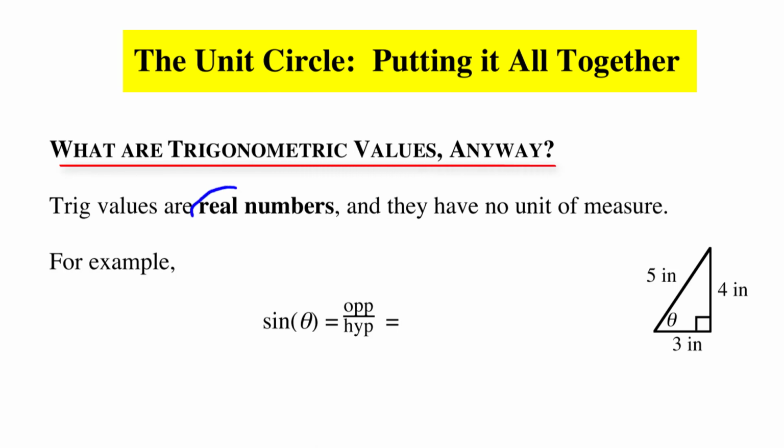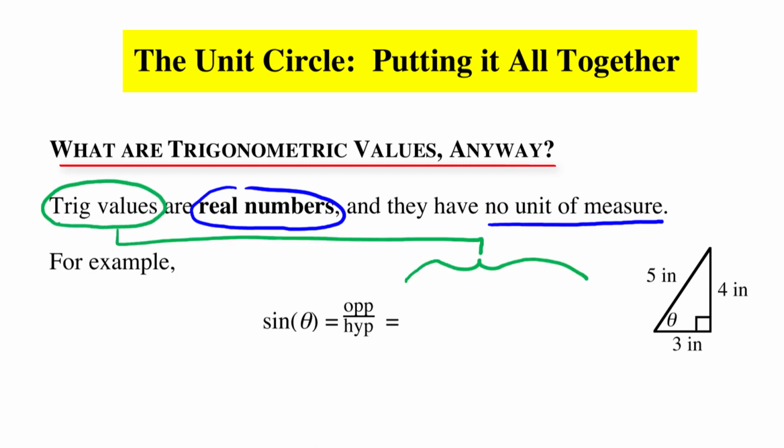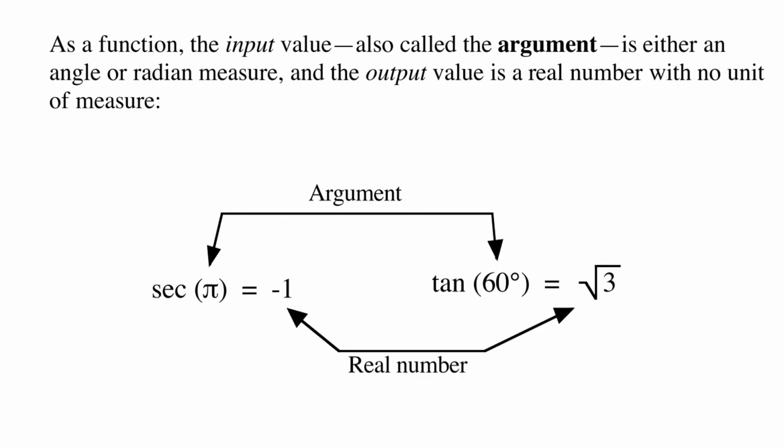And first of all, asking the question, what are trig values anyway? And the simple answer is that they are real numbers, and they have no unit of measure. So trig values are the values that we get after we take the sine or cosine or tangent of something. In this example, sine of theta, opposite over hypotenuse, is 4 inches over 5 inches. We divide out inches, as you can see here, and we're left with just 4/5. This is a real number. So it's a ratio of two sides, but it's a real number, and it's got no unit of measure.